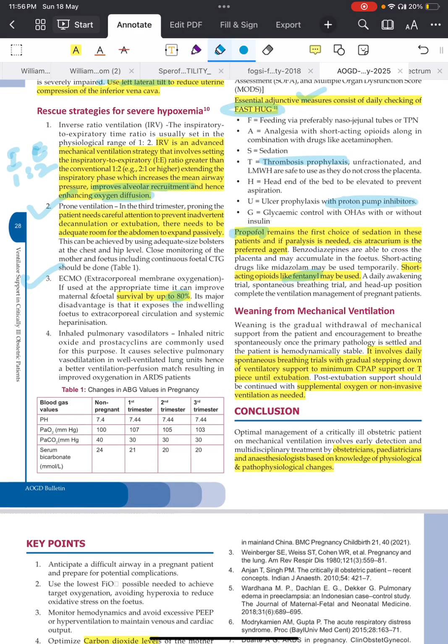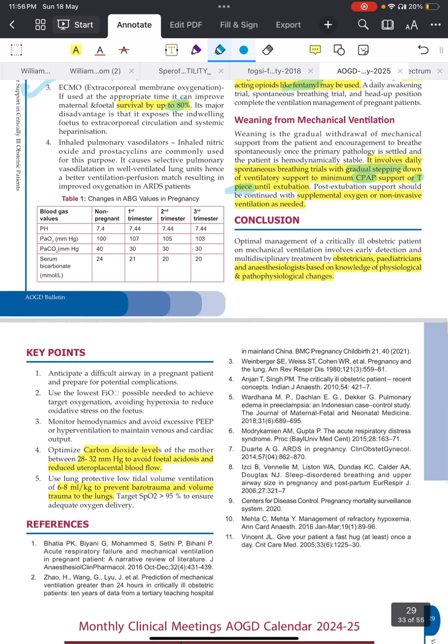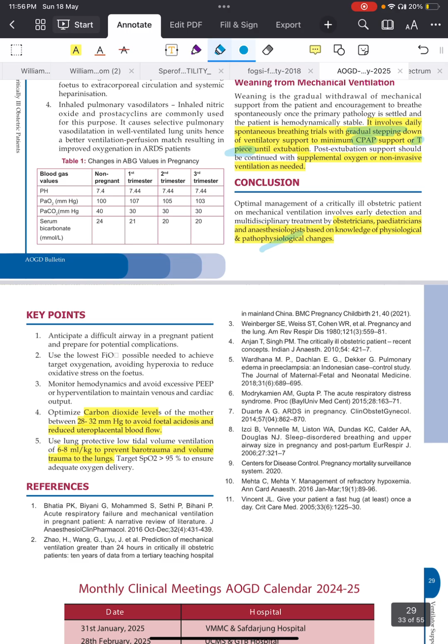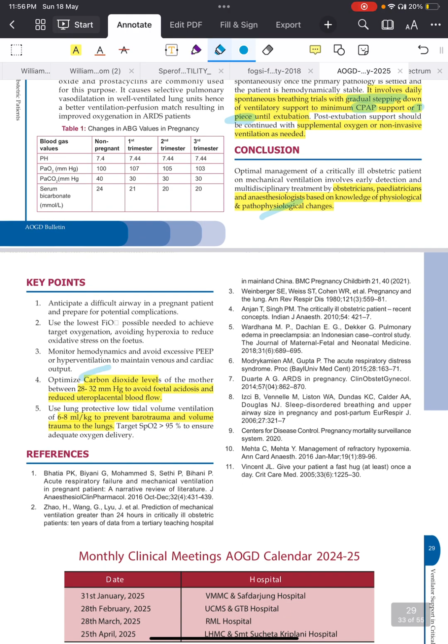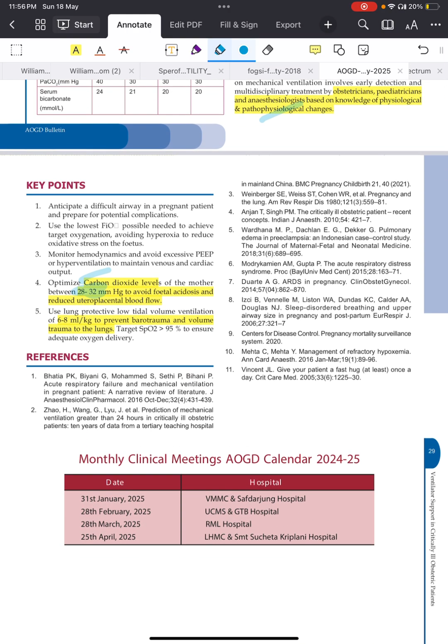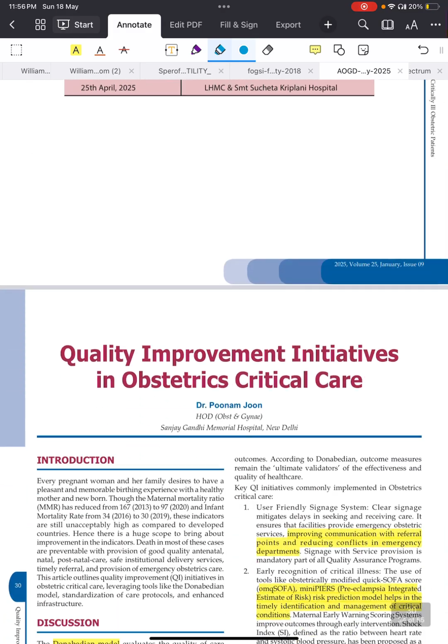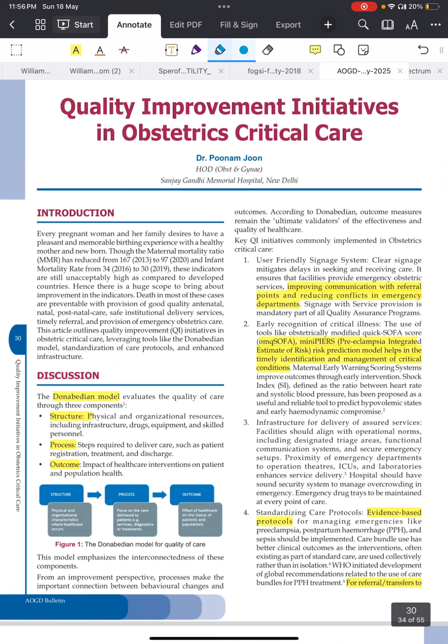Weaning from mechanical ventilation, you'll do a gradual step down. Minimum CPAP support to T-piece can be given. Conclusion: a multidisciplinary team will be acting and we should optimize the carbon dioxide level to 20 to 32. Low tidal volume ventilation should be provided because otherwise it can cause barotrauma or volutrauma to the lungs. So that is to be taken.